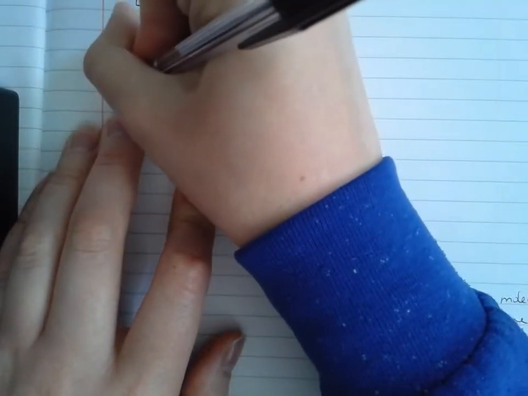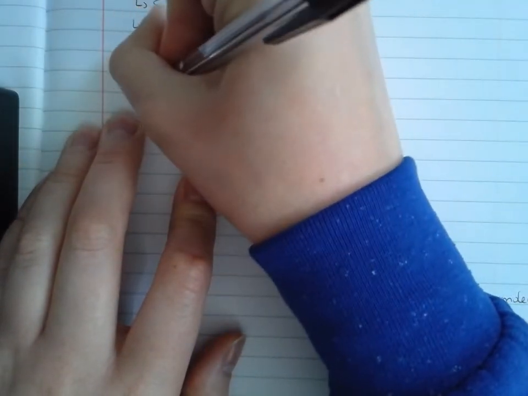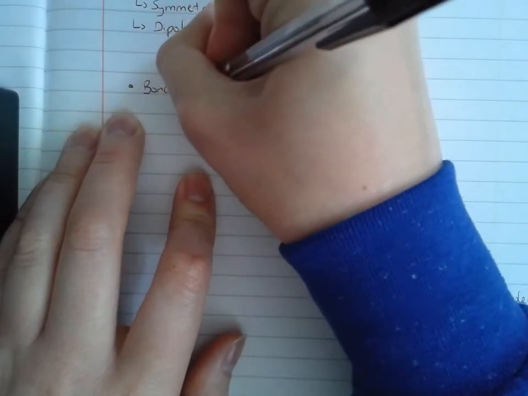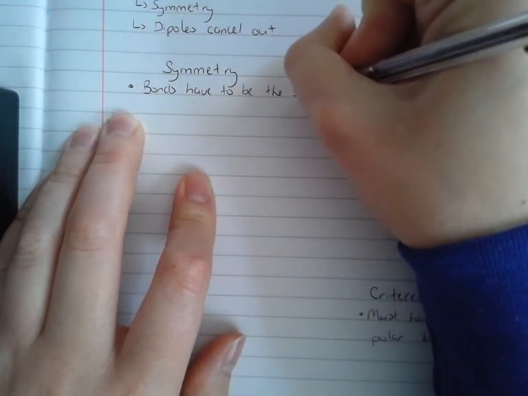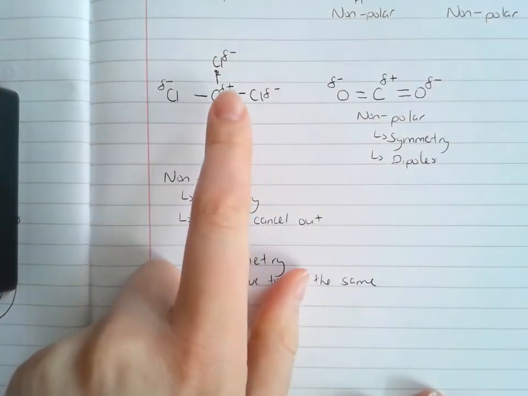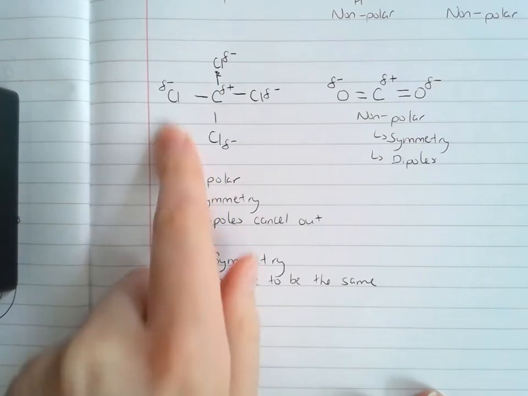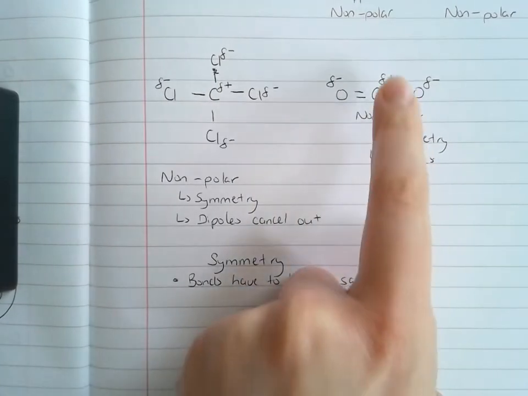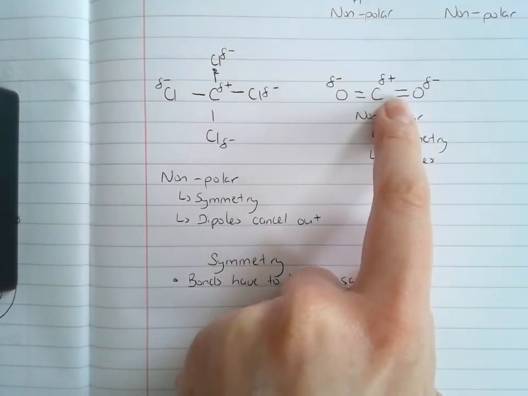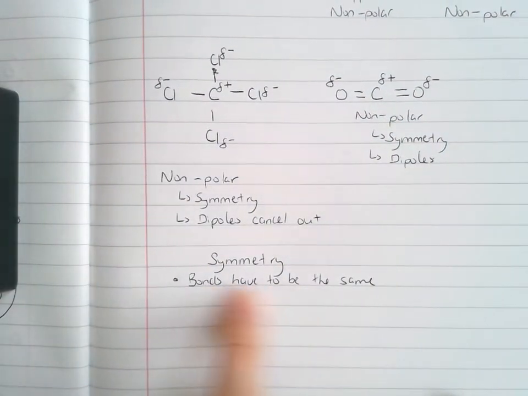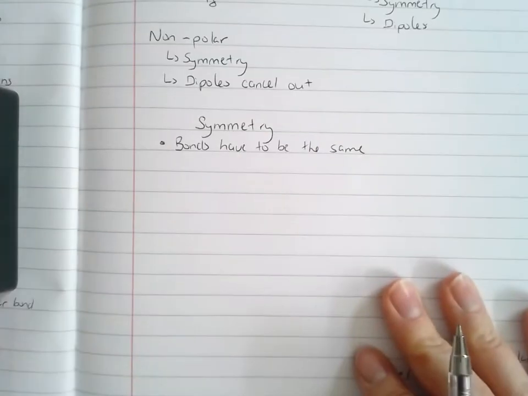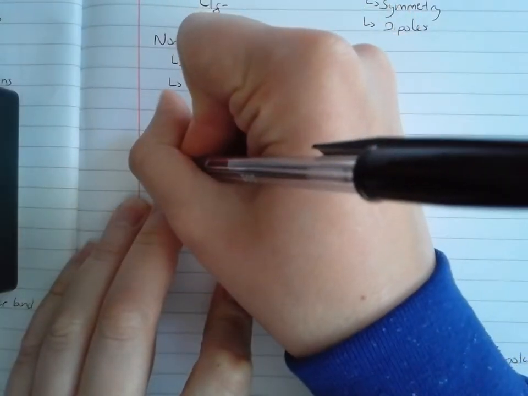In order for something to be symmetrical, the bonds have to be the same. So in the above examples, I had 4 bonds. They were all carbon-chlorine bonds. All of the bonds are the same. In this example, I've got 2 bonds. They're both carbon double bond oxygen. The bonds are the same. So to have symmetry, those bonds all have to be the same, and they have to have a symmetrical shape.